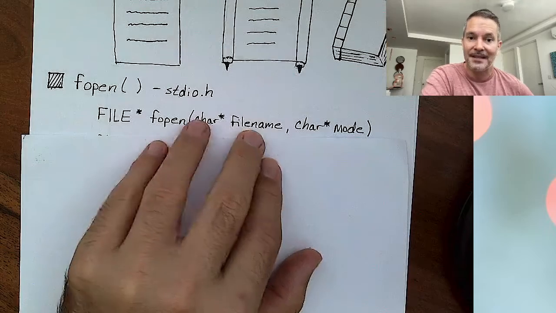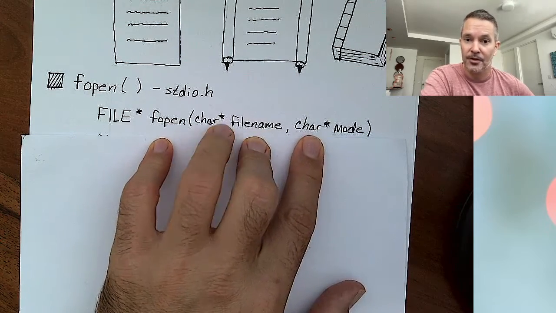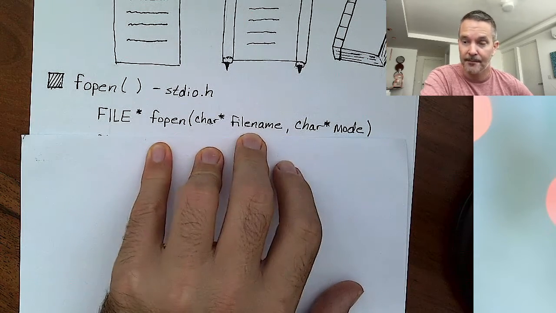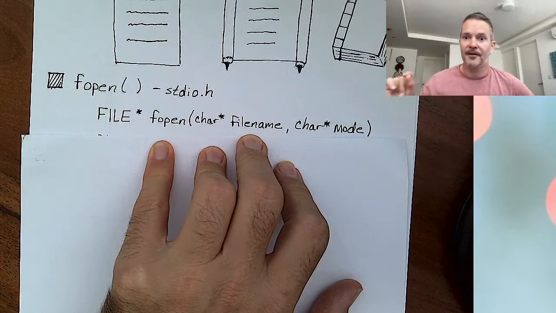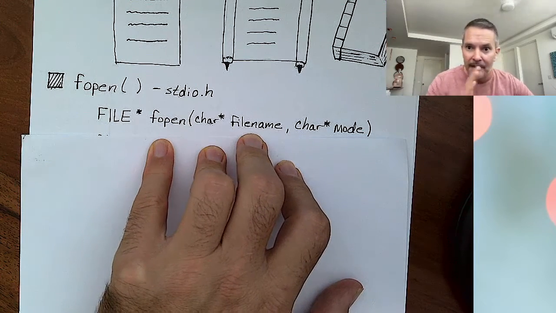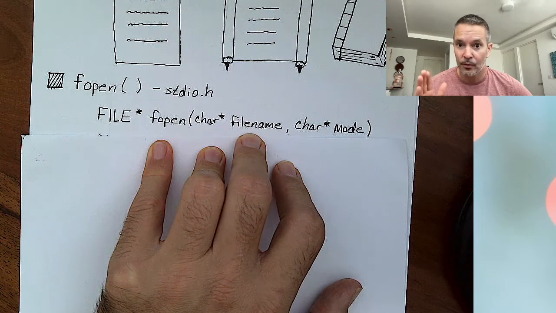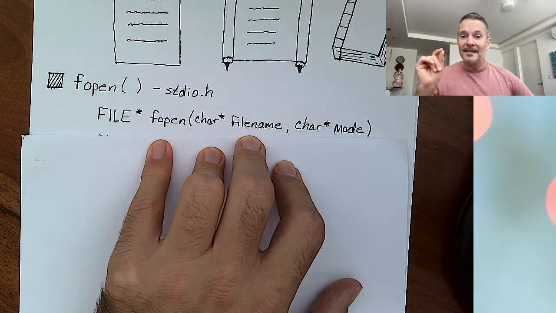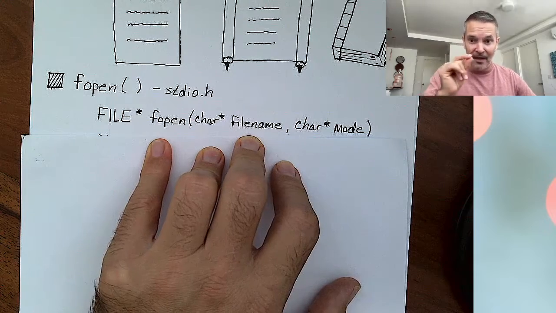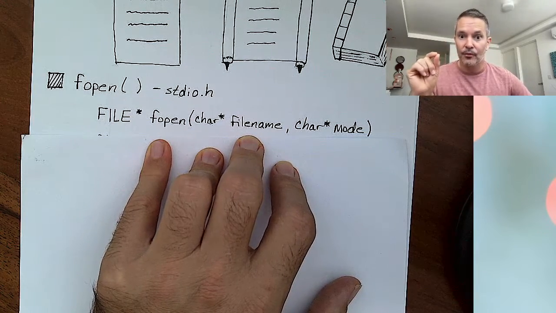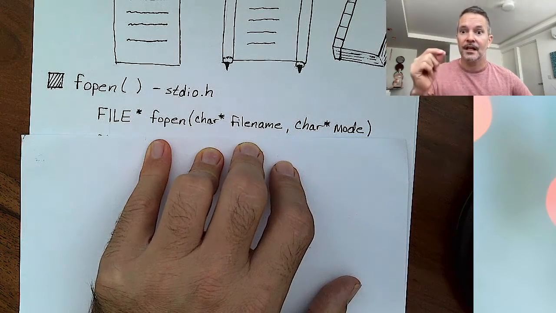What do we have to give the fopen function as parameters? Well, first we have to give it a file name. Now you can write the file name as a complete path all the way to the file that you want to access, or as a relative path in relation to where the program was executed.